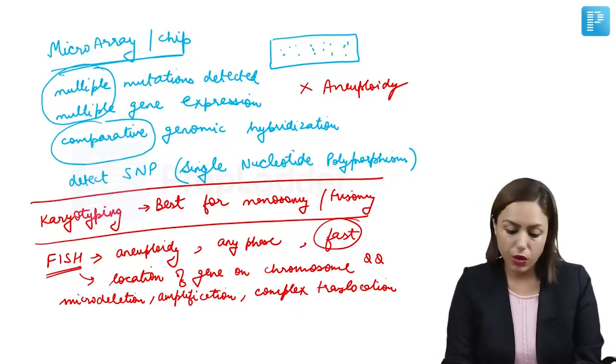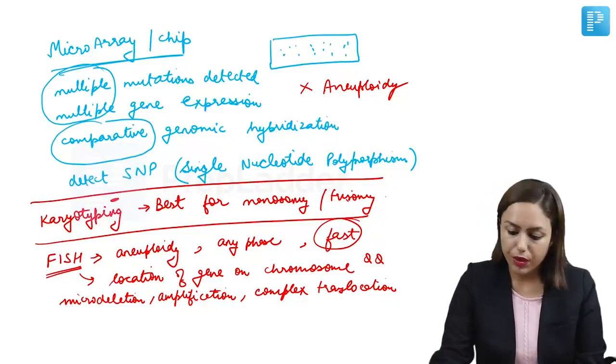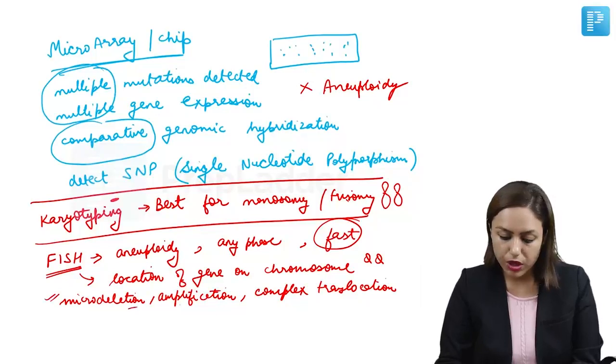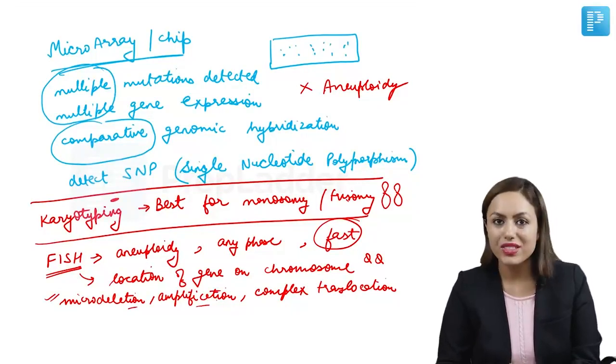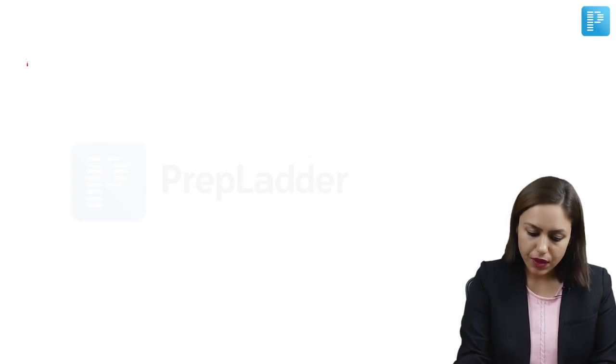On the other hand, karyotyping is time consuming also, and it cannot be done in any phase of cell cycle. And in karyotyping, the whole chromosomes are seen in line at the equator. So these small changes like microdeletion, amplifications and complex translocations cannot be detected, right? So next topic in molecular we are going to do is Mendelian inheritance disorders, right?